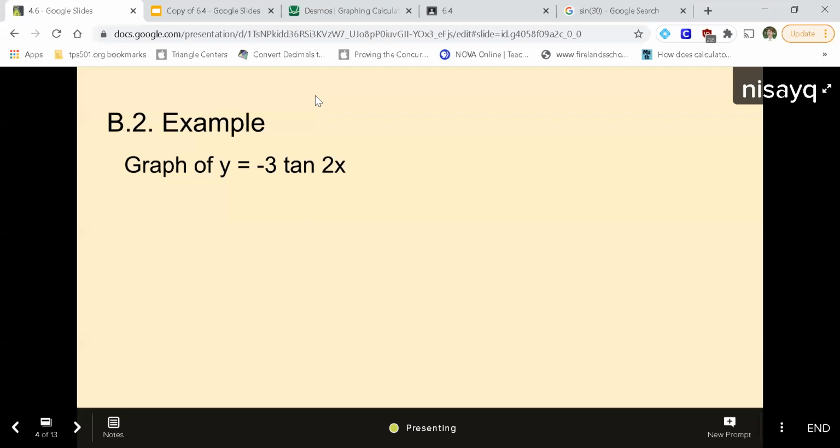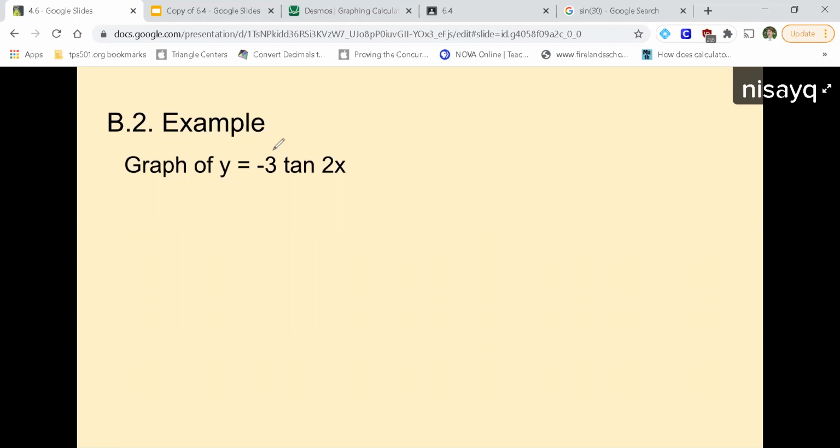So for example, let's say we have the graph y equals negative 3 tangent of 2x. So to graph this again, we start out just like we did for sine and cosine. Our A value here is negative 3. That tells us 2 things about the graph. One is that we're going to multiply our y values by 3.